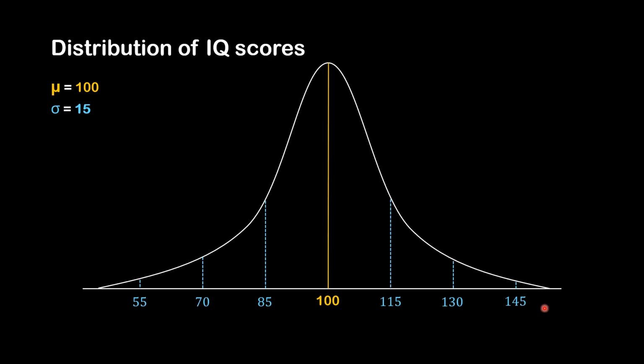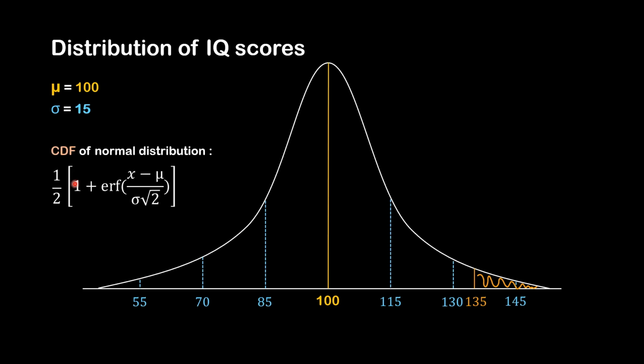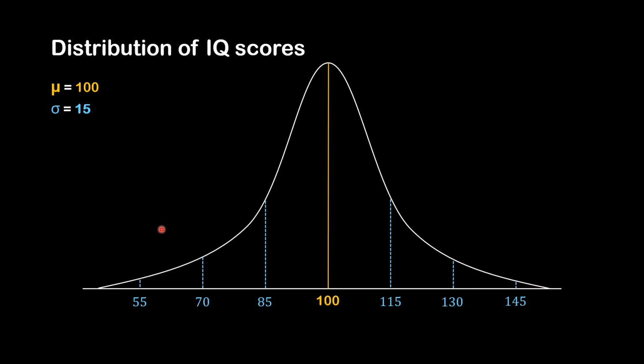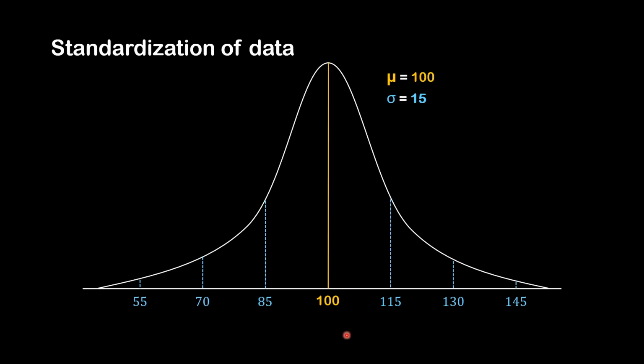Now, what if we want to find the probability that someone has an IQ score less than 80 or greater than 135? Well, we could use the CDF of the normal distribution, which looks like this. But instead, we're going to standardize our data so as to turn this distribution into a standard normal distribution. Standardizing data means that we're going to turn each value of x, each value in our dataset, into a z-score so that the original distribution has a mean of 0 and a standard deviation of 1.